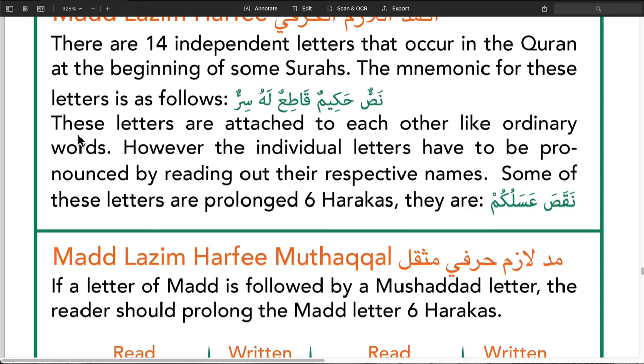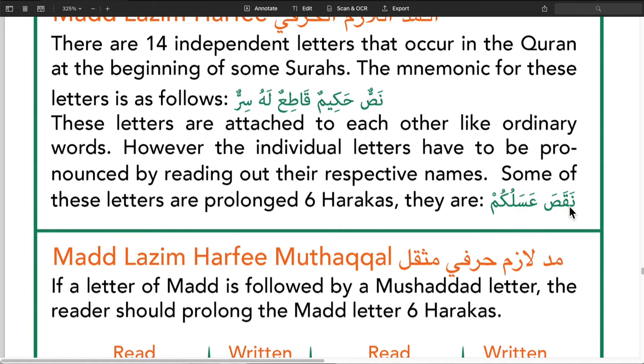So these letters are attached to each other like ordinary words. However, the individual letters have to be pronounced by reading out their respective names. We have to spell out the letters the way we know them from the huruf of the alphabet. Some of these letters are prolonged 6 haraka. Usually there will be a sign that shows it is prolonged, so no worry about that.